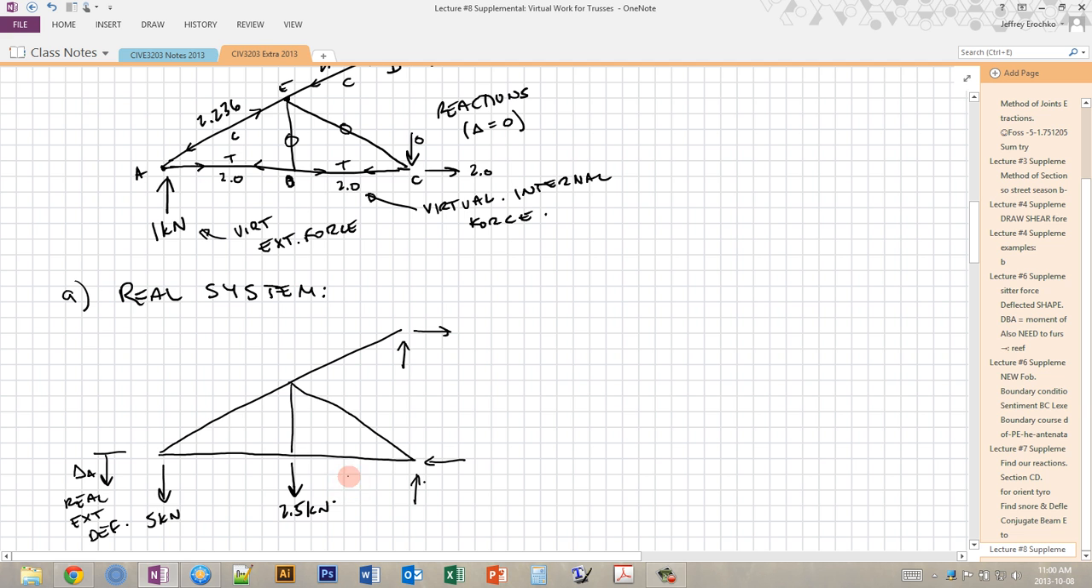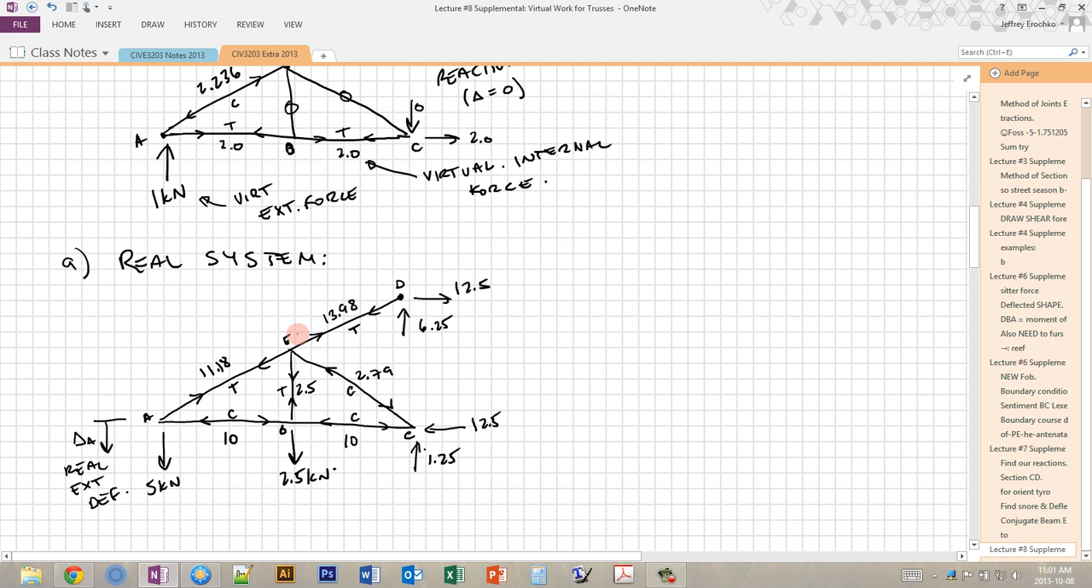Since I know these external loads and I know the boundary conditions, I can go ahead and solve my truss. So again, I use the method of joints. I combine that with the external equilibrium at the reactions to find all of the loads in this truss. And so you can work your way through. I'll leave it as an exercise for you to find these loads for yourself. So again, we have the real external deformation for this real system, and these are our real internal forces.